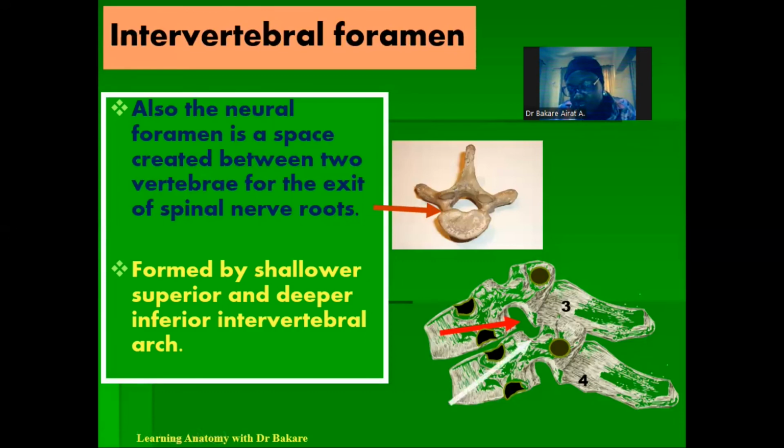This is the superior intervertebral arch of the fourth thoracic vertebra. We have the inferior intervertebral arch of the fourth thoracic vertebra. And what the intervertebral foramen allows is the exit of the root of the spinal nerve.